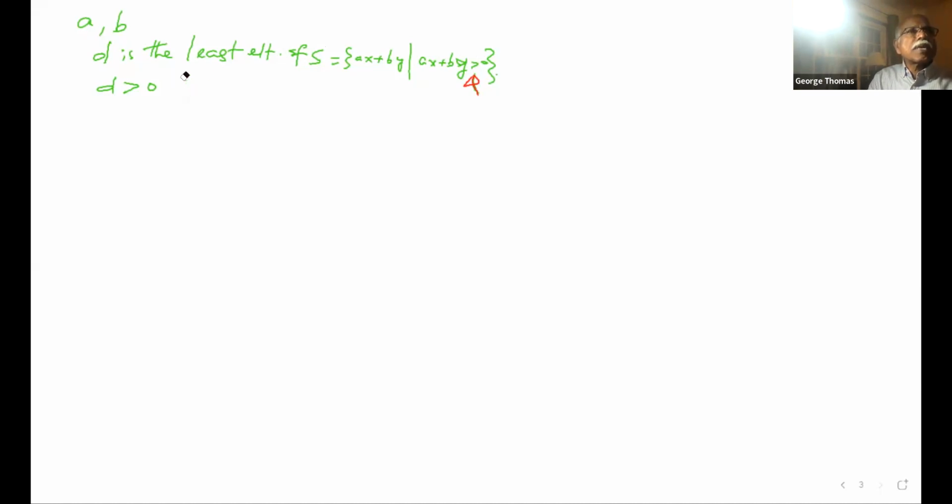So I will take that away. We have found D is bigger than 0, so then we can apply the division theorem. Think of D as B. A is then some D times Q plus R, where R is less than D and bigger than or equal to 0.